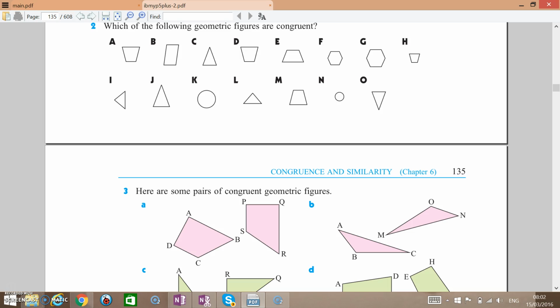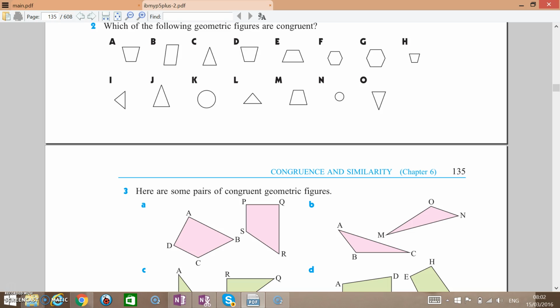So you can see that A and D are congruent. There's nothing congruent to B. C and O are congruent. This is a rotation of C, but it's still congruent. There's nothing congruent to E as far as I can see. F, there's nothing congruent to F, but there is something similar to F, and that is G. Okay, G is an enlargement of F, therefore it's similar, but it's not congruent.